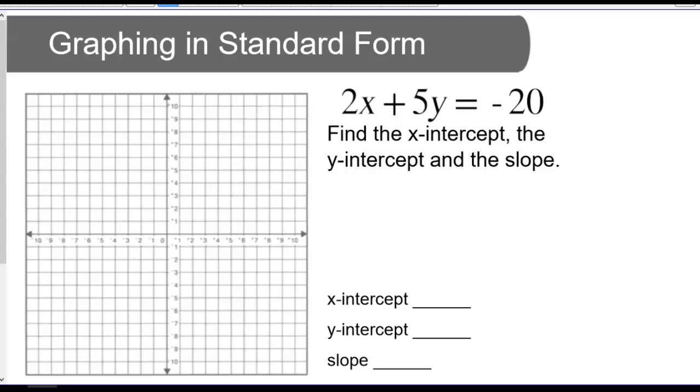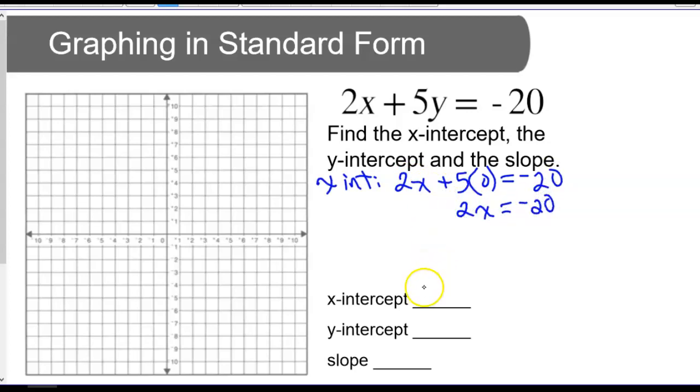Okay, here's one more for you to practice. Find the intercepts, find the slope, sketch your graph. Alright, so first let's find the x-intercept. At the x-intercept, y is 0. So 2 times x plus 5 times 0 equals negative 20. 2x equals negative 20. x must be negative 10 when I divide both sides by 2 there.